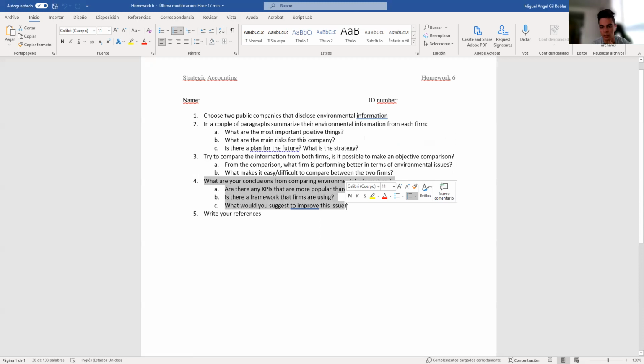Just try to explain all the ideas clearly, and make it a very critical paper. Try to be critical about the issues that are happening. Try to be critical about the information that you are reading, and suggest things that are radical, right?